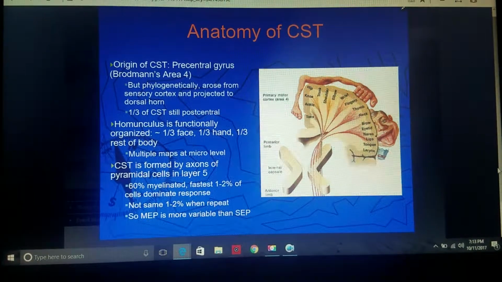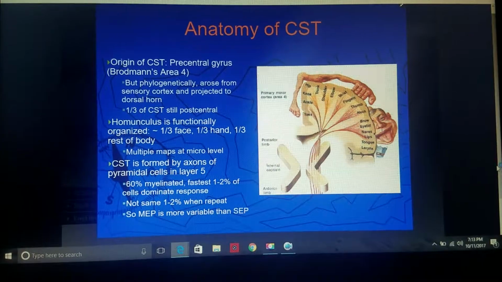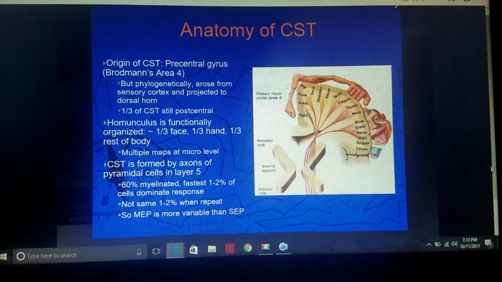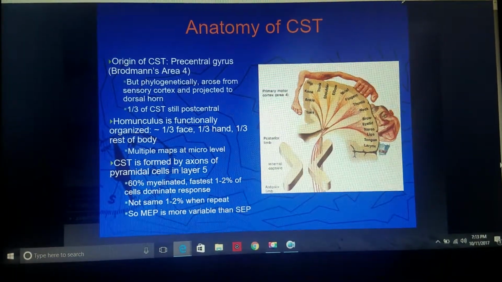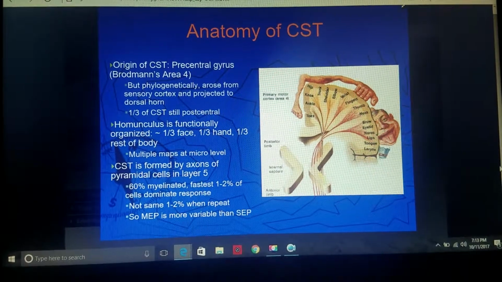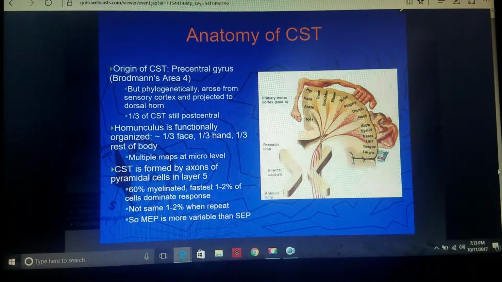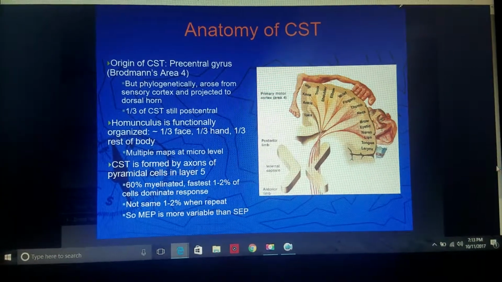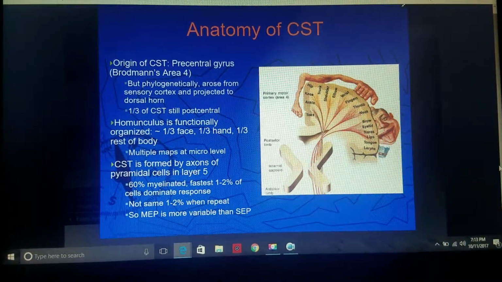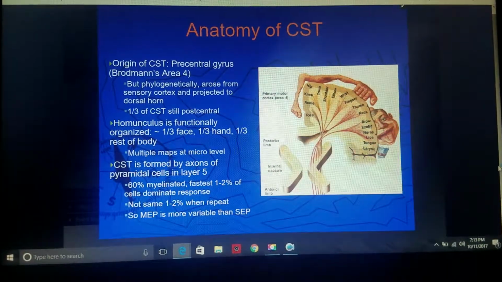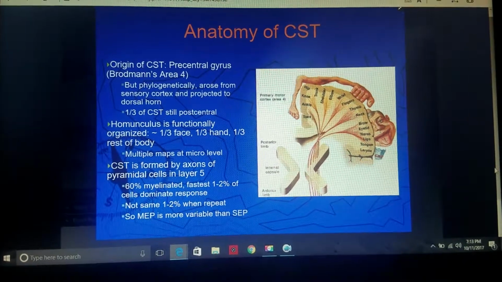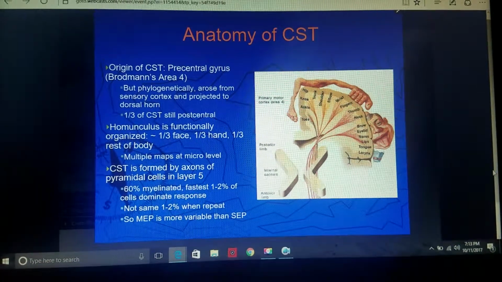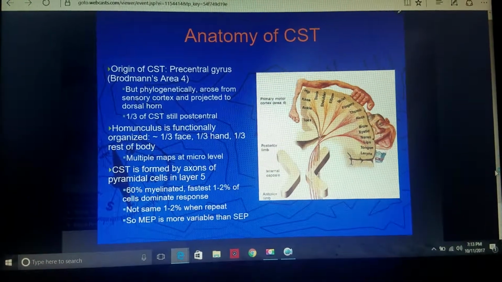We need to understand the anatomy, so we're going to spend a few slides just reviewing the details of the anatomy of the corticospinal tract, which, as you all know, originates in the precentral gyrus, Brodmann's area 4. Interestingly, phylogenetically, it actually originally was a pathway from the sensory cortex and projected to the dorsal horn in the spinal cord rather than the ventral horn that we normally associate with motor tracts. And in fact, 1/3 of the corticospinal tract is still post-central and projecting to dorsal horn, possibly as a means of preventing too much of a sensory response to movements that we initiate ourselves.